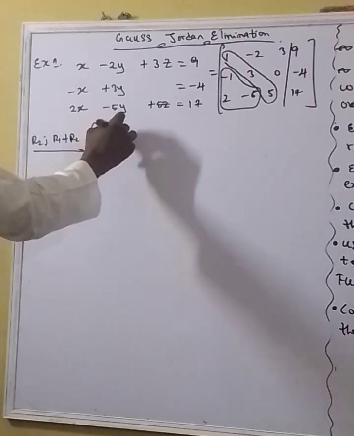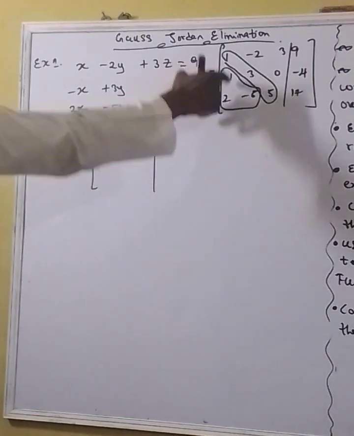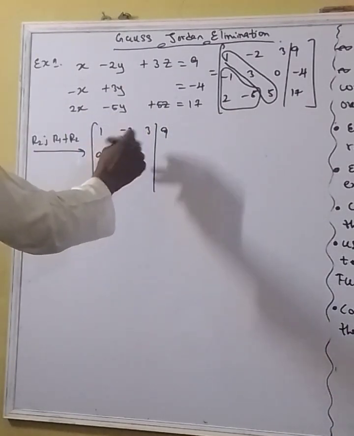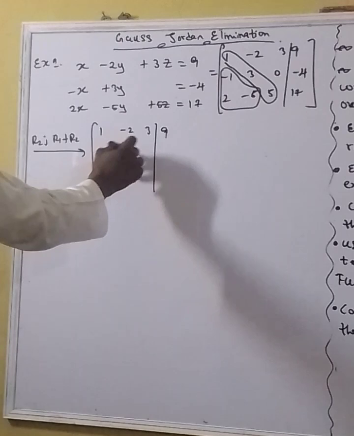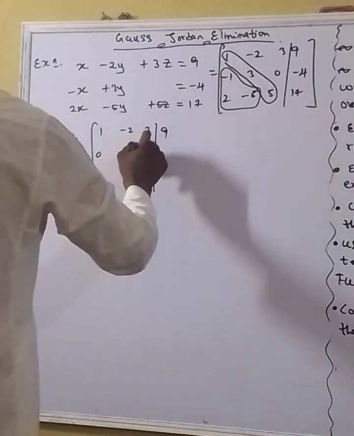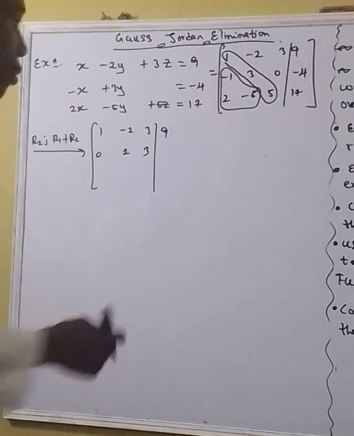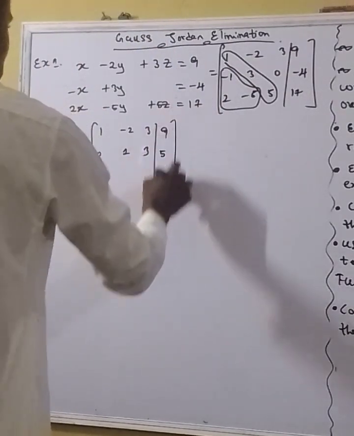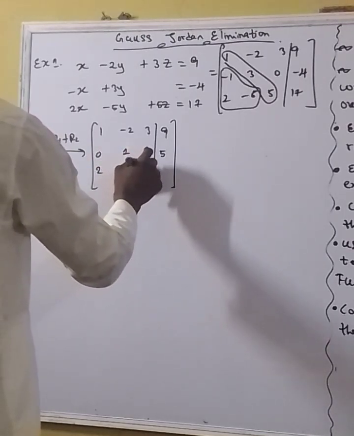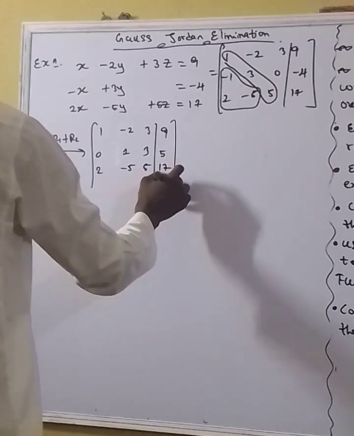So we have 1, -2, 3, then we have 9. So 1 minus 1 you have 0. -2 plus 3 you have 1. Then 3 plus 0 you have 3. 9 minus 4, that gives us 5. Then you have your 2, -5, 5, then 17. So we are still on the same row.